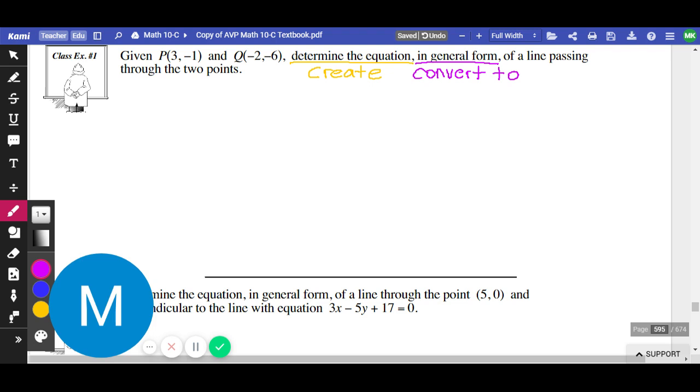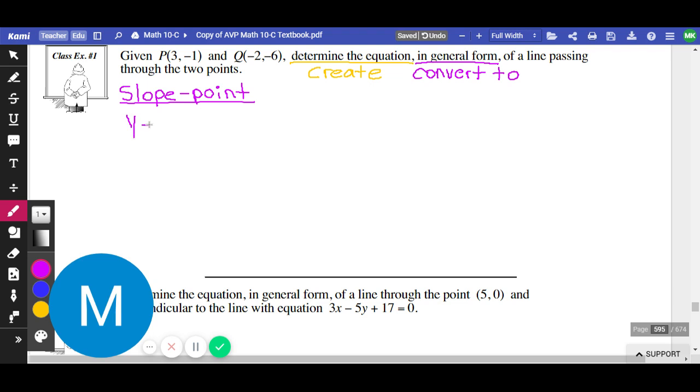For any question where you're creating an equation, you have 2 options. The first option is y-intercept form. If you know your y-intercept, that's definitely the way to go. Looking at these 2 points, are either of these my y-intercept? No, remember y-intercepts have an x value of 0. If I don't have slope-intercept form, that means I have to create slope-point form. I have no choice. The equation for slope-point form is this.